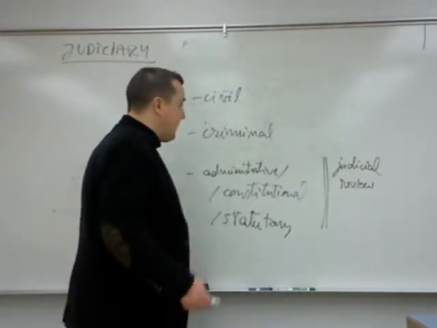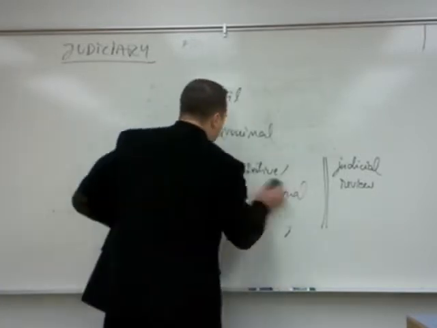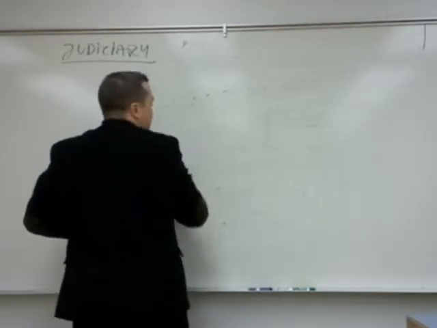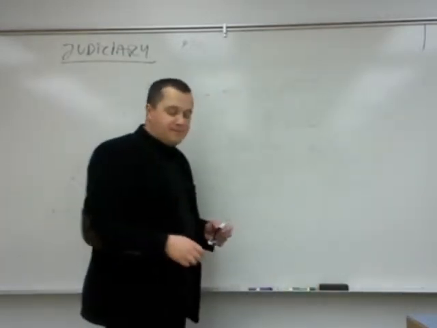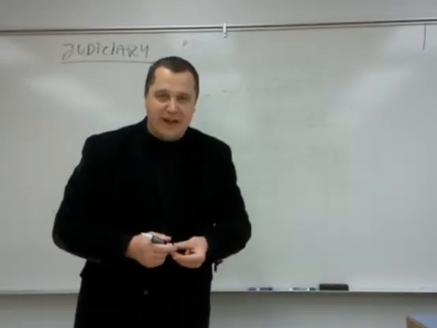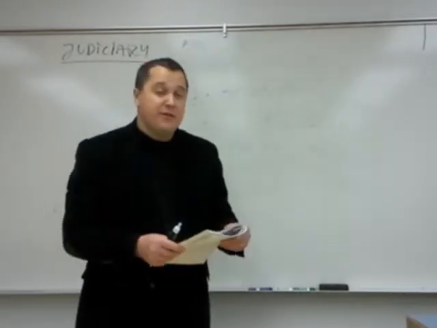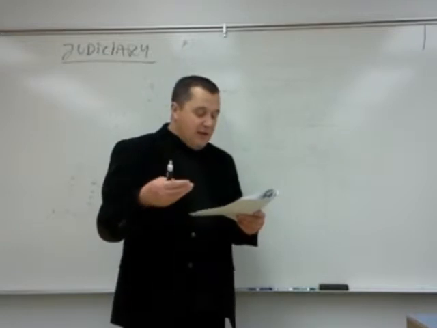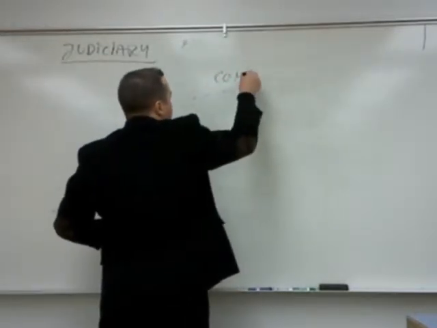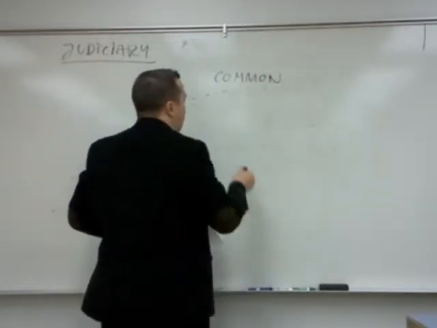So these are types of courts, or types of areas of law, rather. But in terms of law itself, there are two types of sources of law, because law didn't just fall out of the sky. So what can be the origins of law, and how is law written and interpreted? There are two major types of law: common law and civil law.